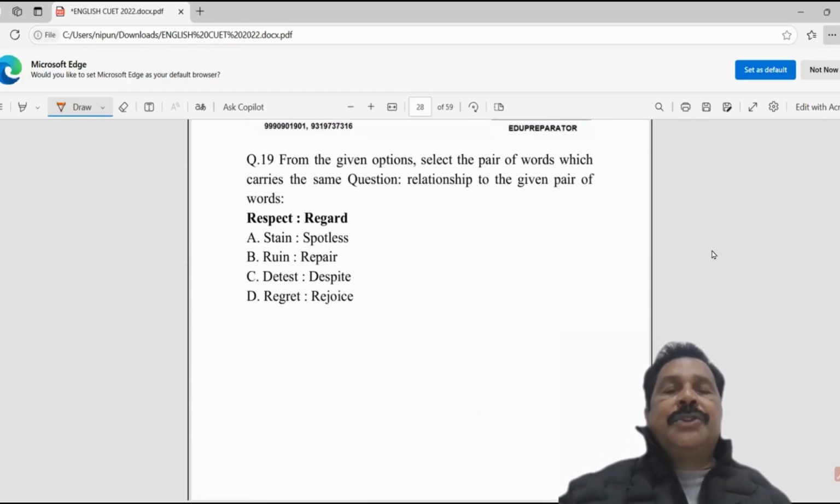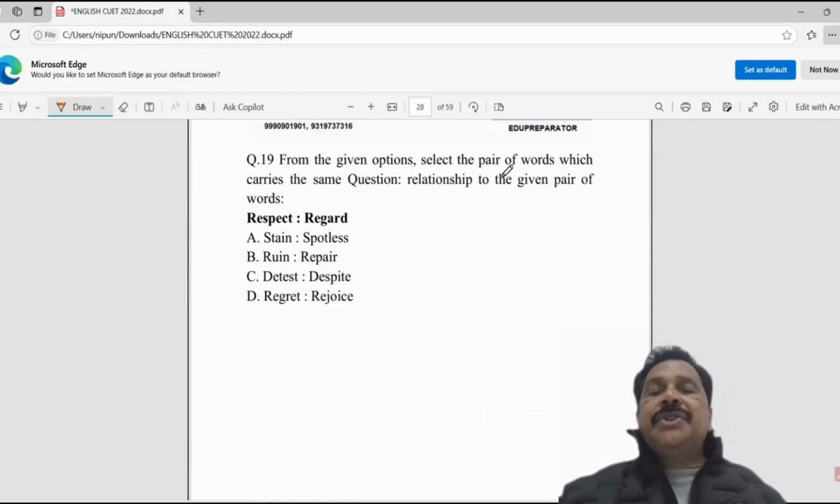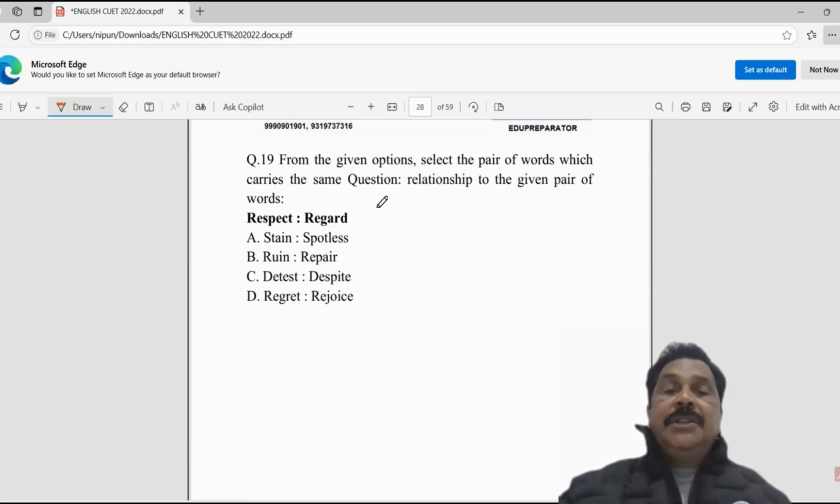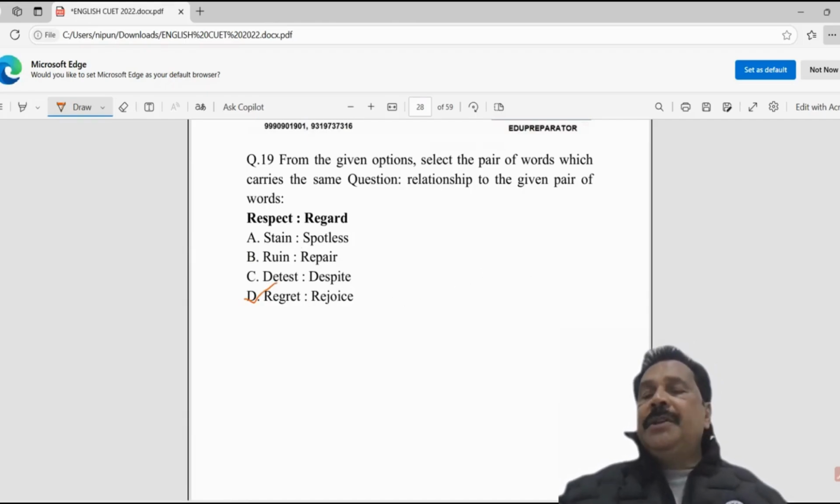And question number 19. From the given options, select the pair of words which carries the same relationship as the given pair of words. The sample given is respect and regard. Stain and spotless, they are almost opposite. Ruin and repair, detest and despise, reject and rejoice. The answer is option D.